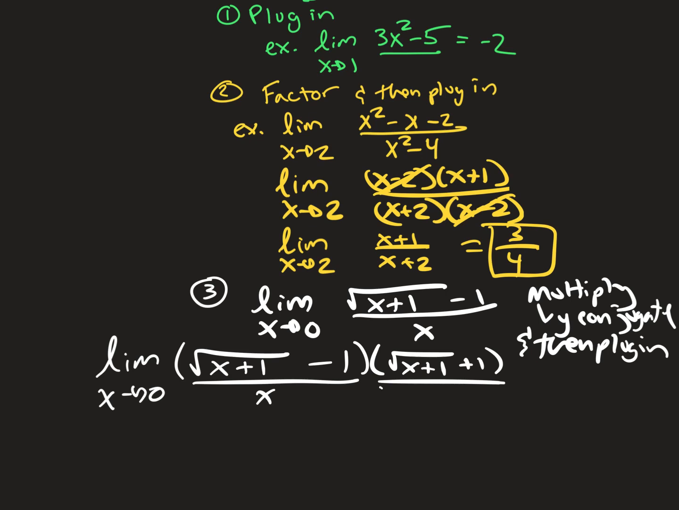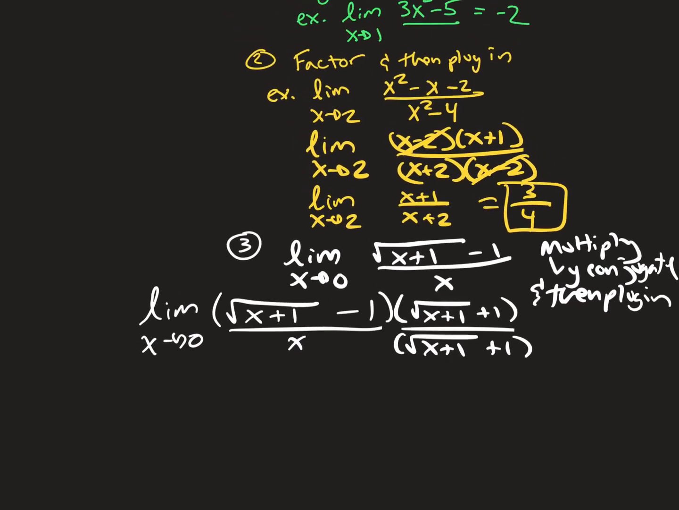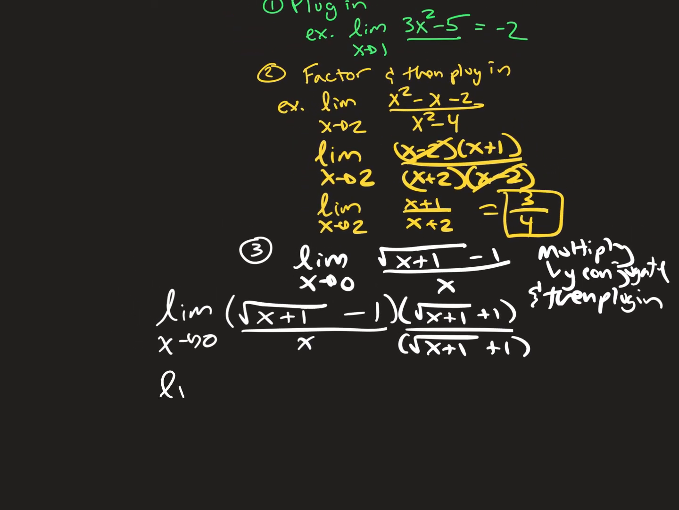And I can't just multiply the numerator by that. I've got to multiply the denominator by it as well. And remember, the nice thing about multiplying by a conjugate is you have a difference of squares. So when I multiply the numerator, I get x plus 1, middle terms cancel, and then I get minus 1, and no need to FOIL out the denominator.